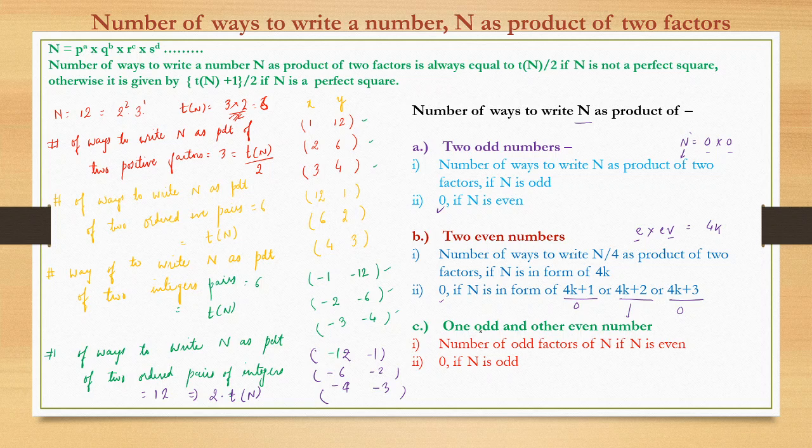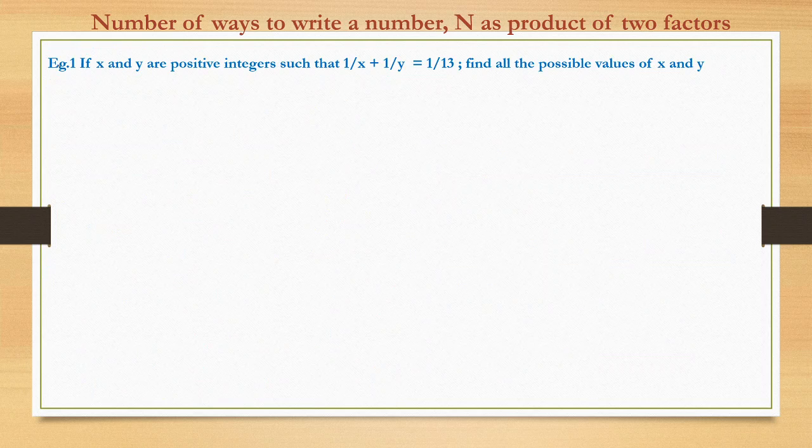Okay. And similarly, one odd and the other even number. If a number is odd, then there would not be any case where we can write n as a product of odd and even, because odd and even will give only even. So zero case. Now, if a number is even, we can write the number as a product of odd and even, and the number of such cases would be the same as the number of odd factors, right? This also we had seen, and I insist you keep this in mind because this will be used in this session actually. So now we'll move forward.